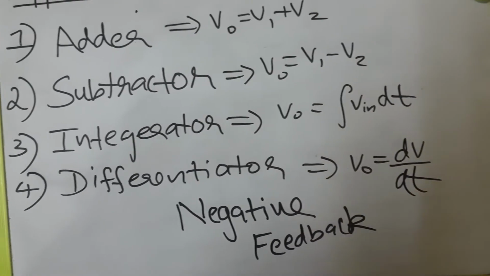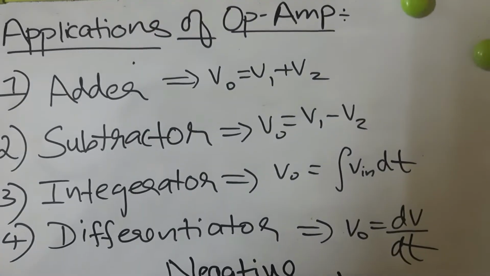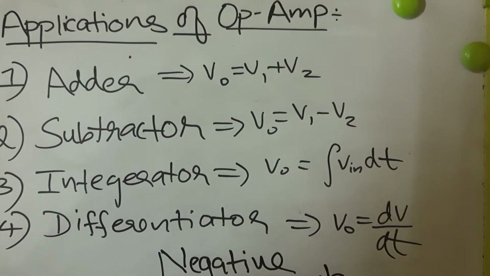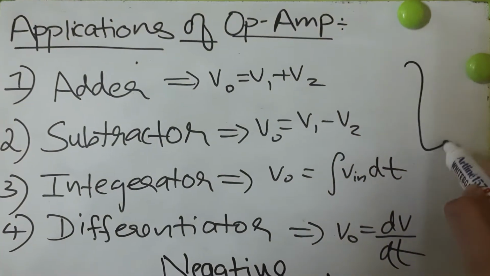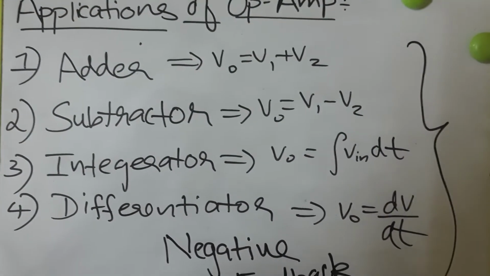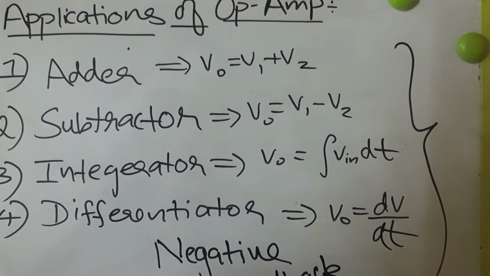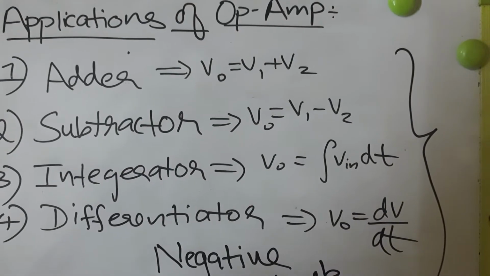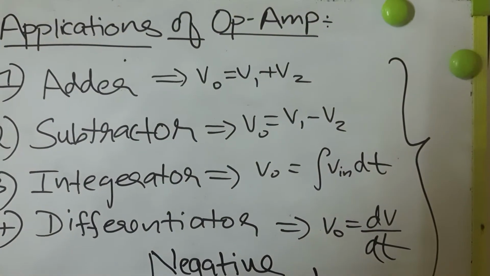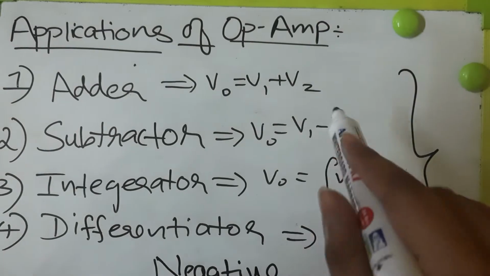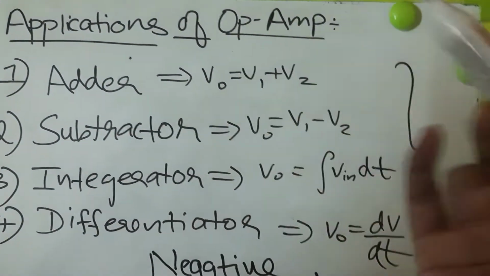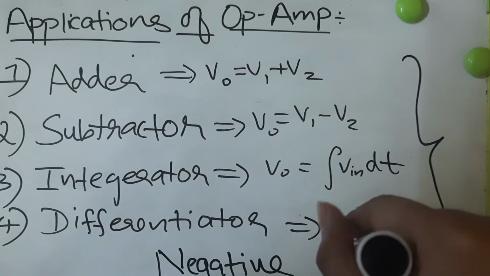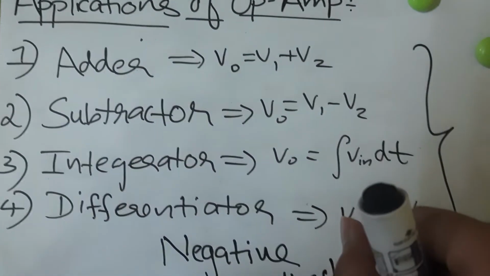Apart from this, it can also act as a log amplifier or an anti-log amplifier. But today I will be discussing the 4 major mathematical operations which an Opamp can perform. I will be showing you the circuit of each and every operation and the derivation on how I derive the expressions for an adder, subtractor, integrator and a differentiator. So let's see them one by one.